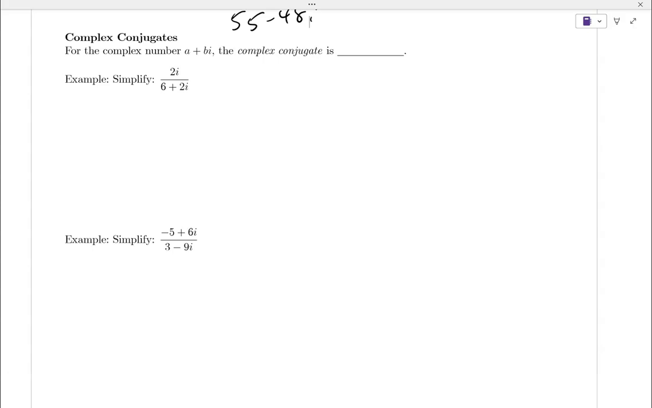You might have done conjugates before. If you've rationalized denominators, it's the same concept. When you do a complex conjugate, all you do is you change the sign in the middle. So if you have a plus bi, its conjugate is a minus bi. All you do to get the conjugate is change the sign on the imaginary part, not the real part. We just change the sign on the imaginary part. Let's see why we might want to do that.